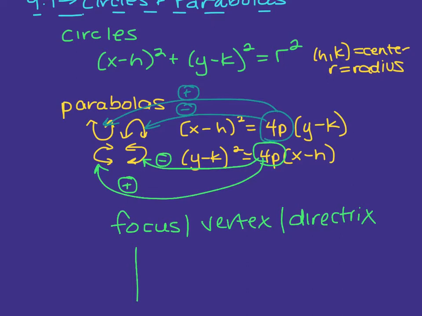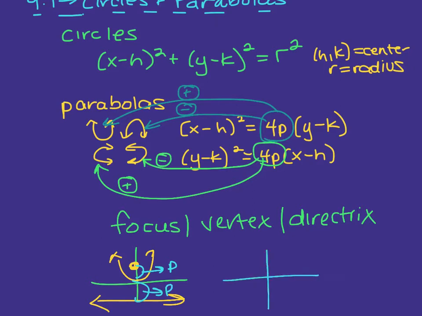So if it's a vertical parabola, remember the focus falls inside the curve. The directrix is the same distance away from the vertex as the focus. And this distance here is p. So that would be p and that would be p. Same thing if it's turned on the side.